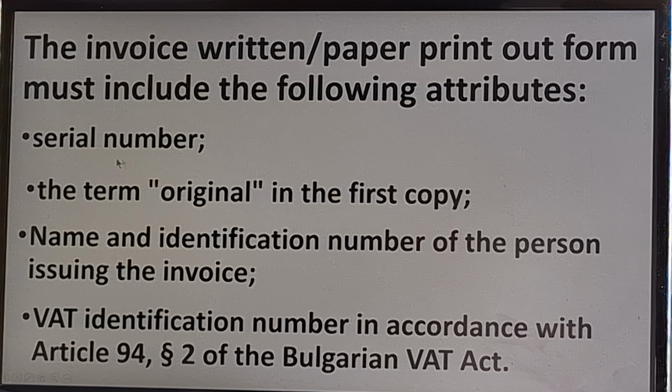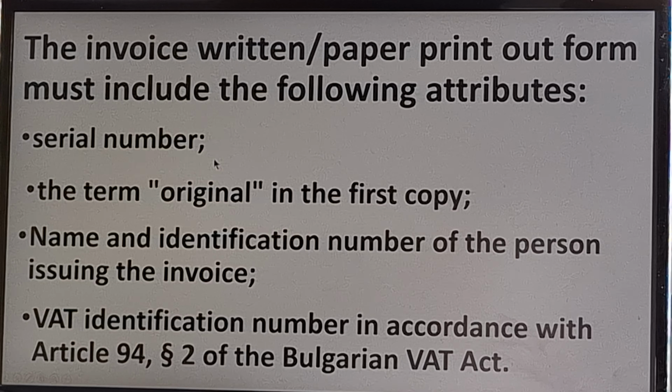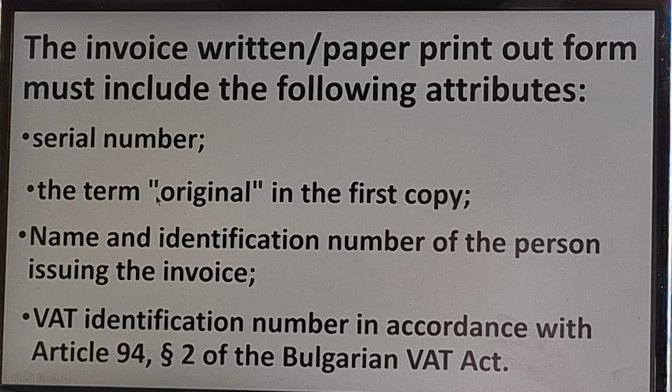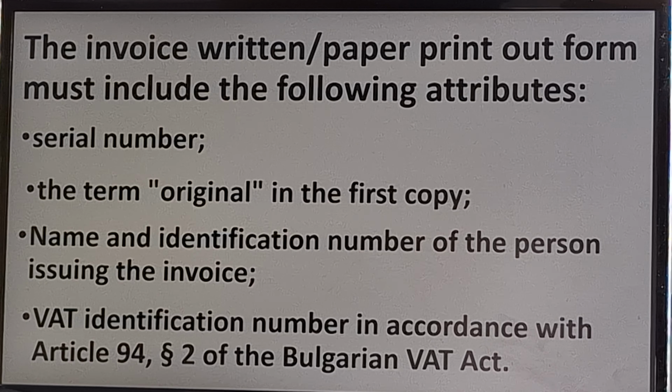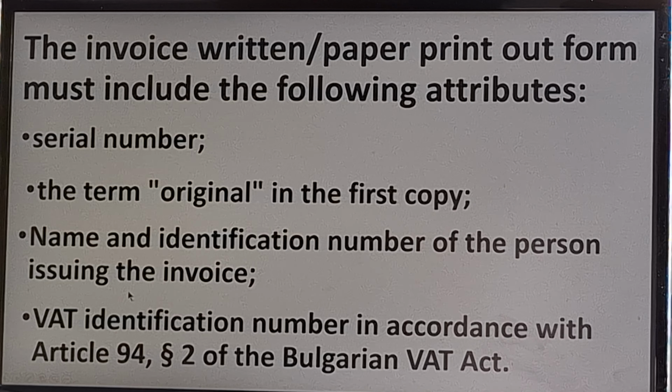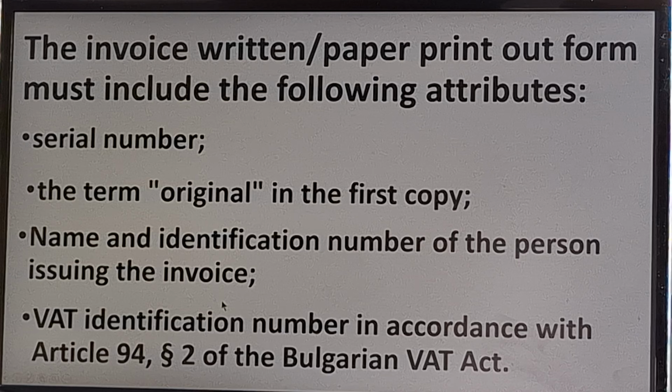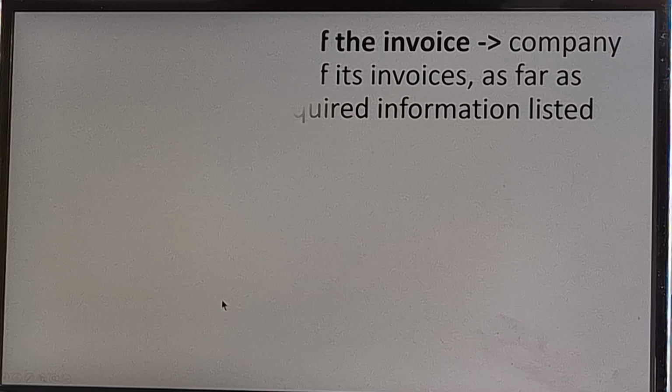Also in the printout, the paper document of the tax invoice, we need to stress several important prerequisites. Serial number, as I say, consecutive in chronology and in numbering. Writing original on the first copy, and on the second, for the invoice provider, could be copy. Name and identification number of the person issuing the invoice. VAT identification number of the recipient.